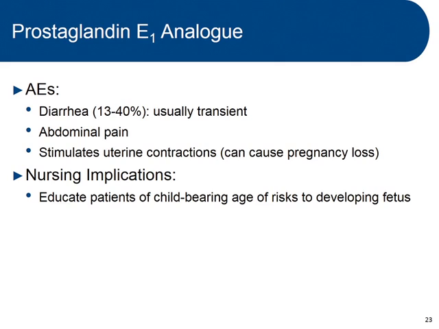Adverse effects, some of the less serious ones: diarrhea does occur with this medication in up to 40% of patients. The good news is that it's usually transient, so it occurs early on, but then it subsides. But letting patients know about that would be important. It can also cause some abdominal pain, and I already talked about the fact that this drug stimulates uterine contractions. Nursing implications: making sure patients of childbearing age are educated on the risks to the developing fetus.